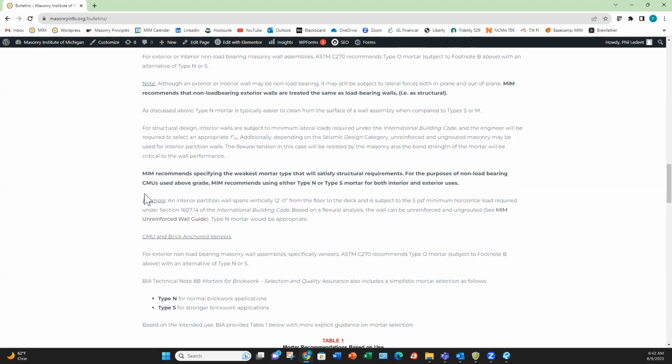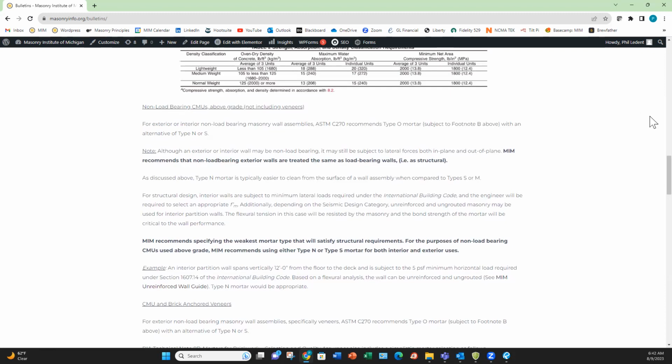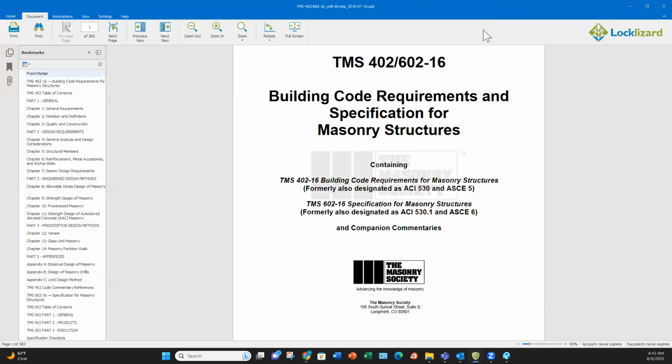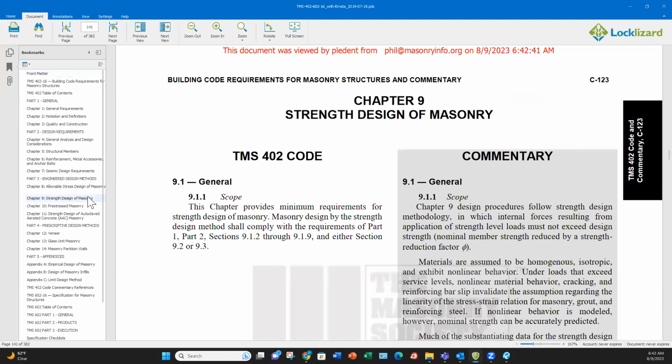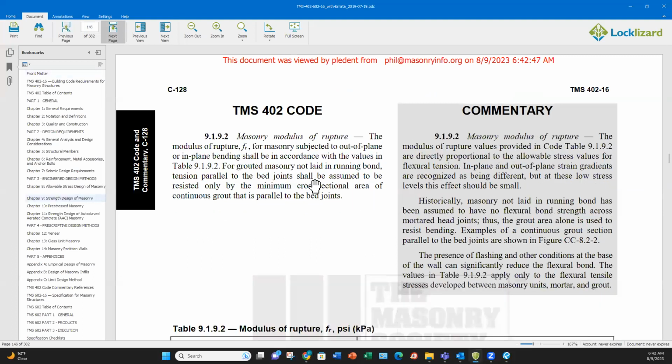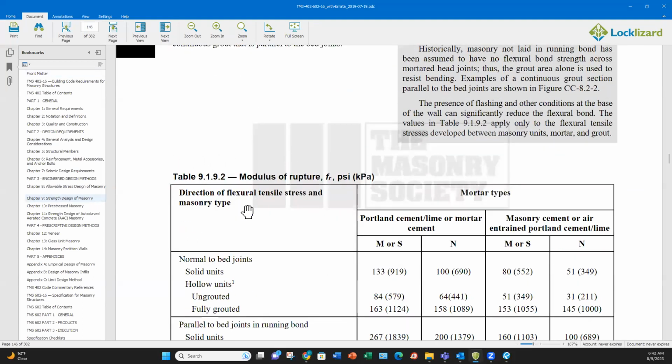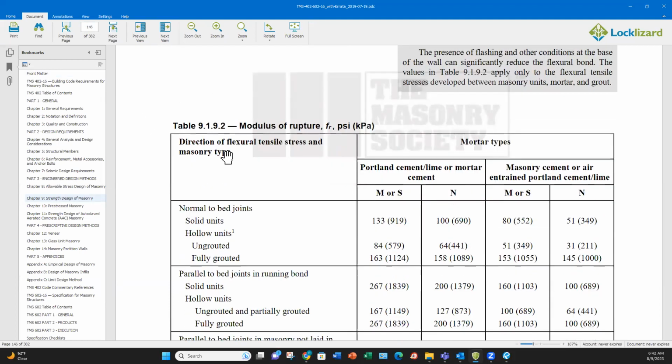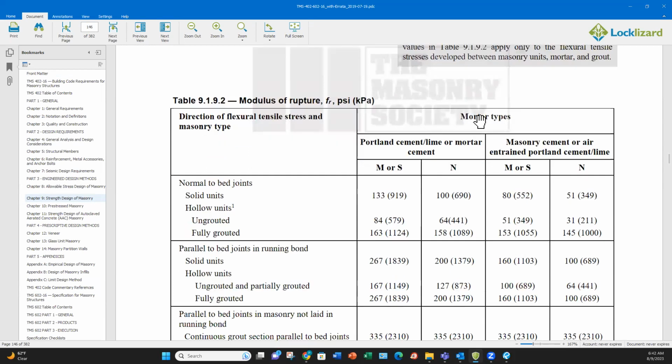And so why it matters specifically for non-load bearing CMU walls is as we look at our TMS 402-602, which would be our building code requirements and specification for masonry structures, our mortar type has a big impact on unreinforced masonry construction. So I normally teach strength design of masonry. We'll also talk about allowable stress design. But as we go to chapter 9, which covers our strength design of masonry, if we go down a few pages, we will get to a table which gives us our modulus of rupture values. And the modulus of rupture, as you can see in table 9.1.9.2, is based on our mortar type.